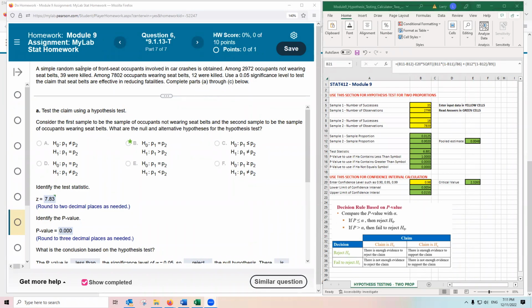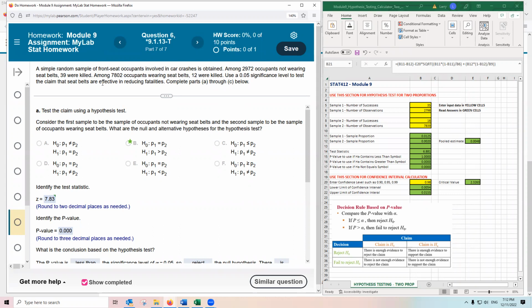It says, we took a random sample of front seatbelt occupants in car crashes. There were 2,972 occupants not wearing seatbelts, 39 were killed. For 7,802 wearing seatbelts, 12 were killed. Use a 0.05 significance level to test the claim that seatbelts are effective.